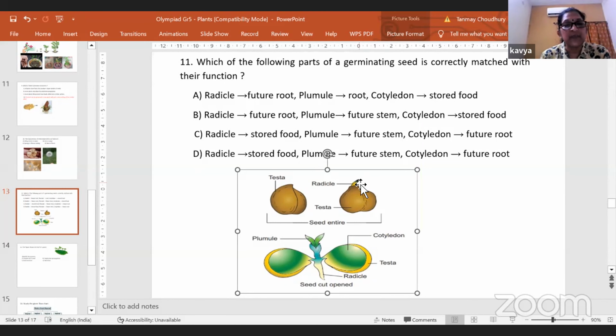It has sprouted. So you have seen now the parts of a seed. What type of seed is it? We have done it in the first slide. This is a dicot seed. Yes. So here, which of the following parts of the germinating seed is correctly matched with their function? Radicle. It is a future root? Yes. Plumule is a future root?